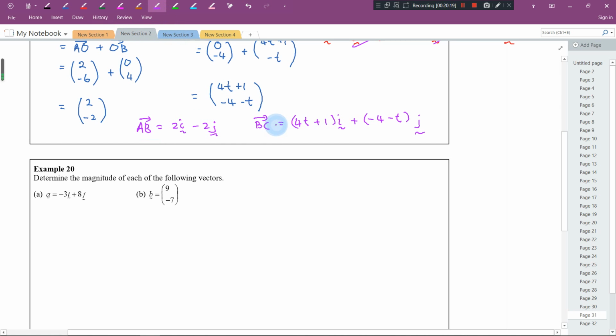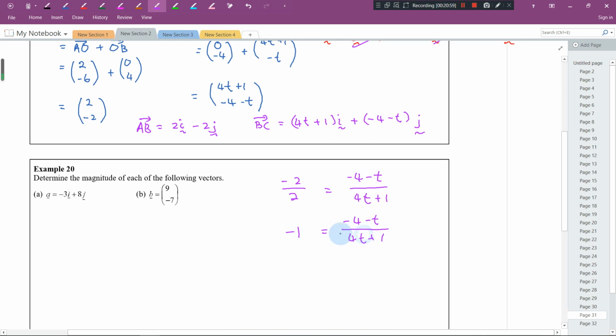So since AB and BC, they are collinear, they have the same gradient, you can just take this one divided by this, negative 2 divided by 2 is equal to this whole thing divided by this whole thing. So make sure you erase nicely. So 4t plus 1. Okay, let's try to continue. We should be able to get exactly the same answer. So how about I just simplify this one? I will get negative 1. So negative 4 negative t over 4t plus 1.